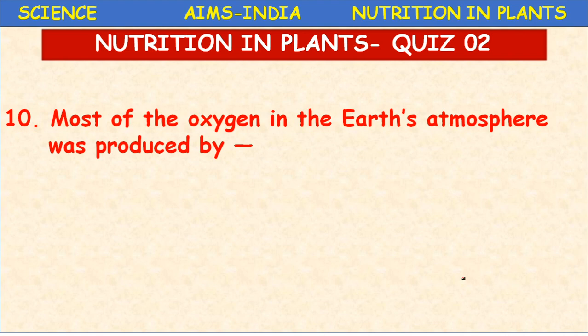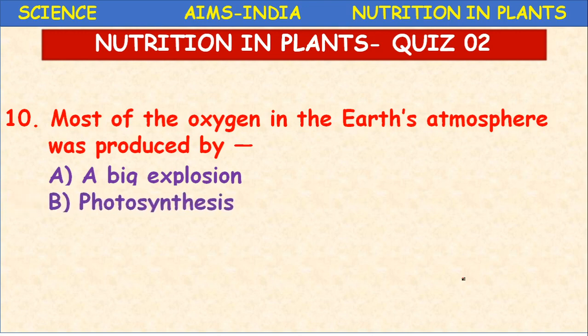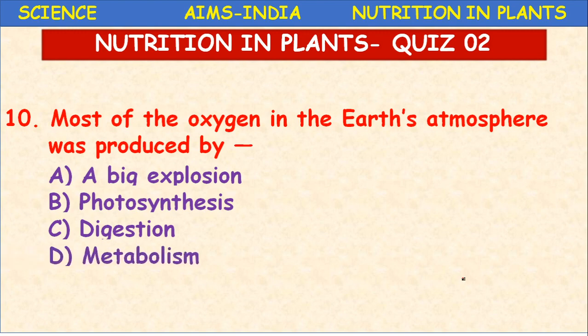Next, most of the oxygen in the Earth's atmosphere was produced by, or what is the source of oxygen on this Earth? A big explosion, photosynthesis, digestion, metabolism. Most of the oxygen in the Earth's atmosphere was produced by what? Yes, photosynthesis.